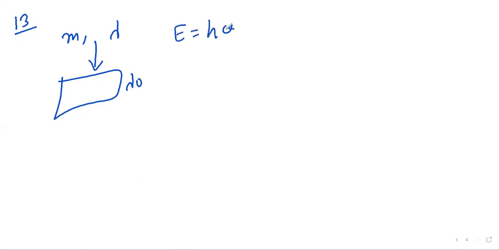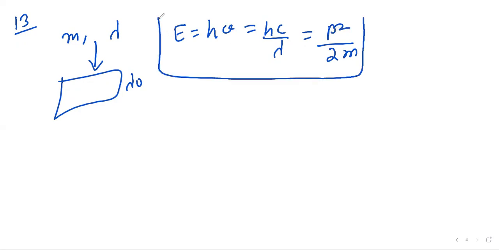So electron of mass m, wavelength lambda falls on the target, and this cutoff wavelength, that is lambda naught, is given. So we have to just relate these two. Initially I have written E equal to h nu, which can be written as hc upon lambda. It is also equal to p square upon 2m. So these all are the energy, the initial energy.